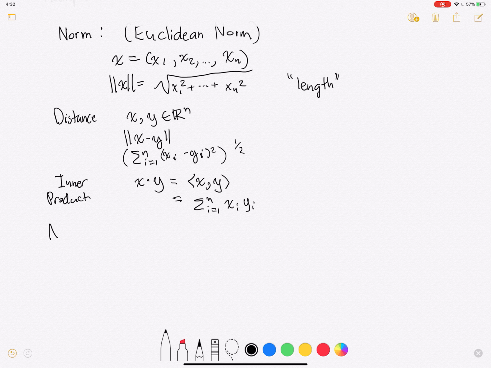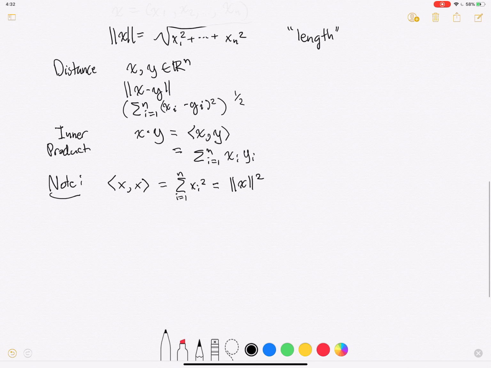Okay, so now note that if you take the inner product of a vector with itself, if you multiply xi with itself, that's just squaring it. It's summed over i equals 1 to n. And this is exactly just the norm of x, but squared. We have the sum of squares, and there's no square root now, so that's why it's the squared norm.